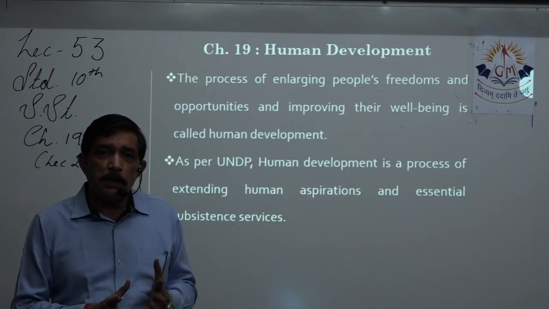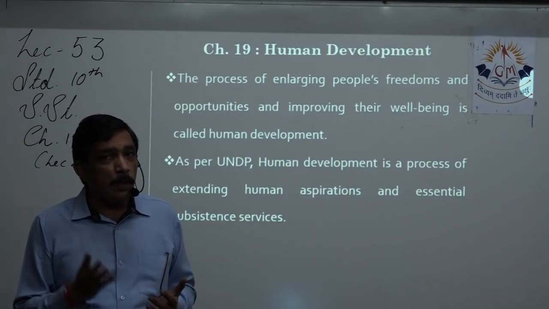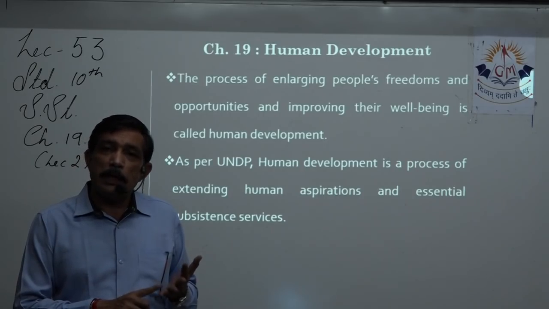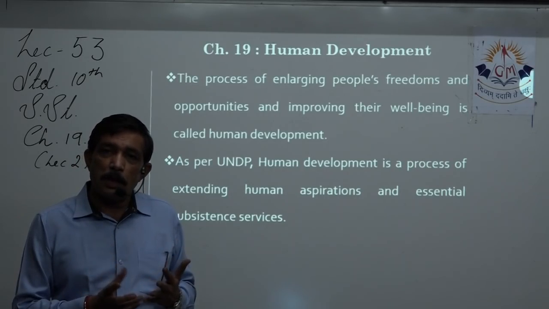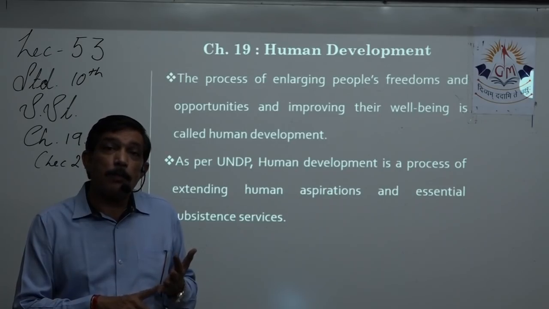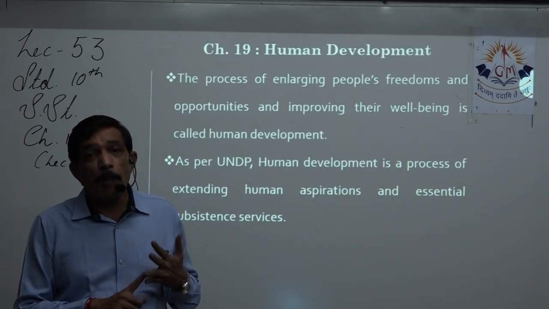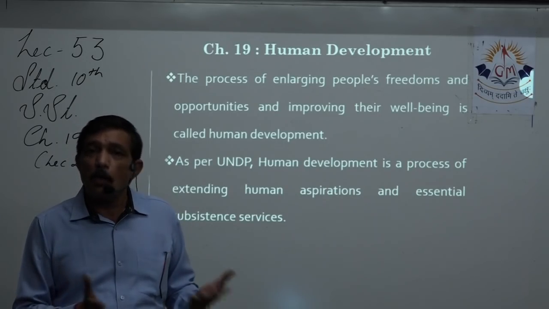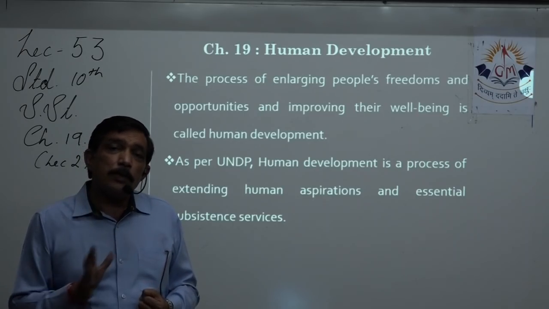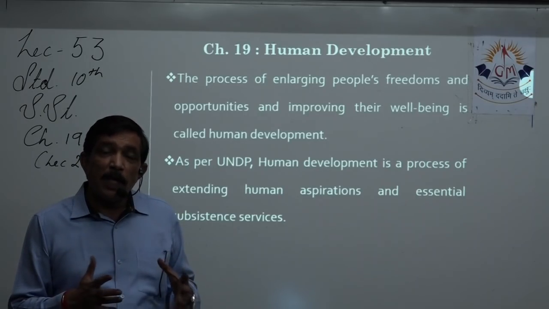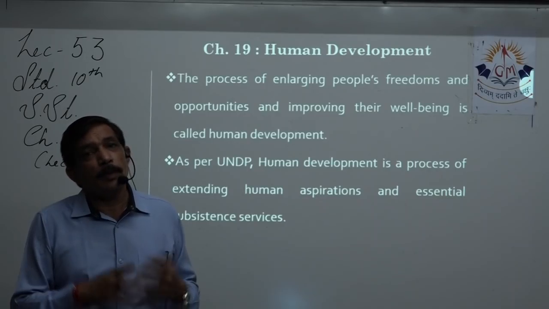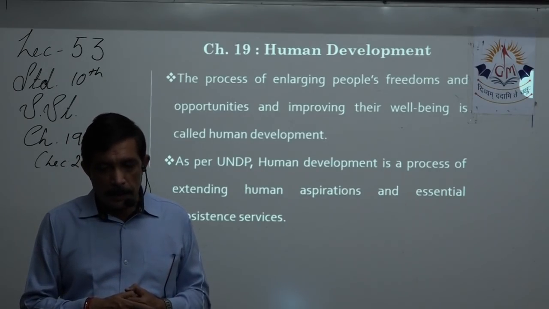These basic facilities, in the earlier days, were three only. That is food, clothing and shelter. Nowadays, five things are included in it: food, clothing, shelter, plus health and education. Apart from that, there are some basic needs also. So each and every citizen, if they get it in proper quantity, then human development is there.